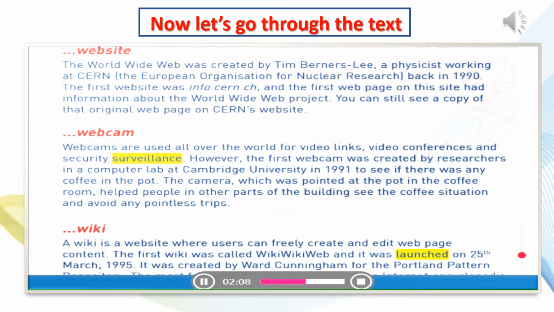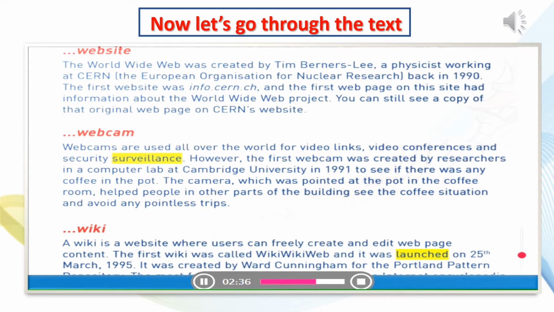The first webcam. Webcams are used all over the world for video links, video conferences, and security surveillance. However, the first webcam was created by researchers in a computer lab at Cambridge University in 1991 to see if there was any coffee in the pot. The camera, which was pointed at the pot in the coffee room, helped people in other parts of the building see the coffee situation and avoid any pointless trips.